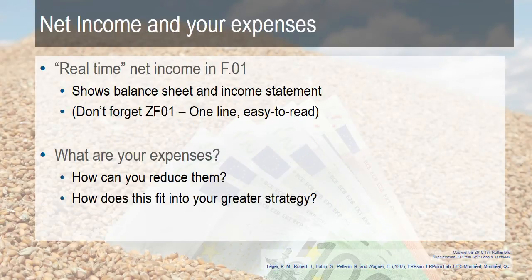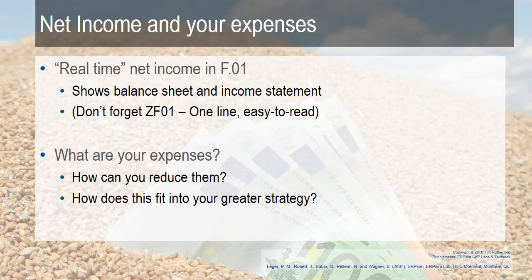So net income and your expenses, again, we're going for the company valuation, but the net income is really going to be factoring into it. You do have real-time net income available within SAP. F.01 is the big financial statement. It's a combination balance sheet and income statement. So everything ends up being in there that you would need.